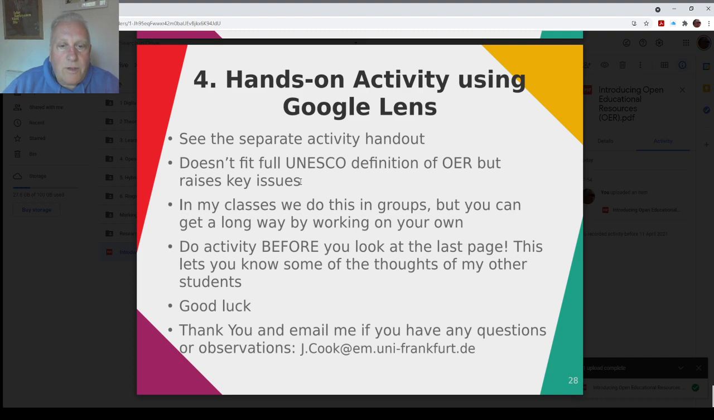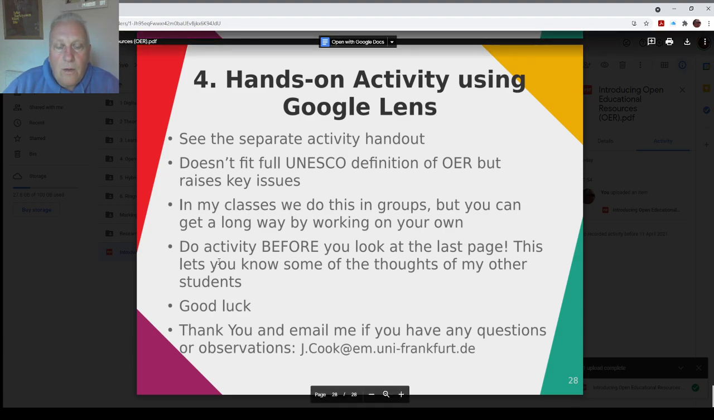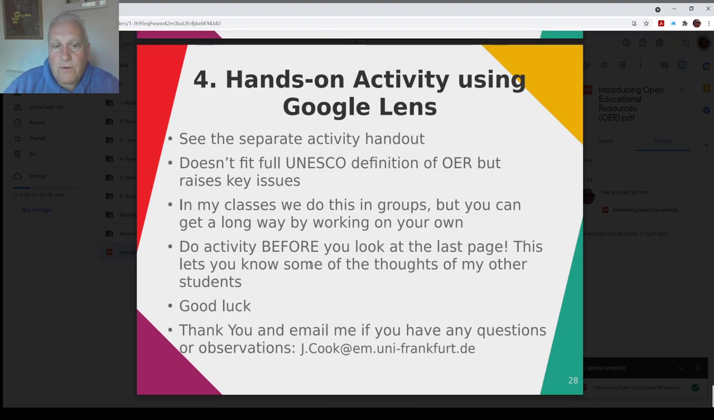But in my classes, what we usually do for the first year face to face, we do in groups, and then online when we did it last winter semester, we did it in groups using Zoom. So when you go to the activity handout, which is a separate handout, do the activity first before you look at the last 5 pages. The last 5 pages let you know what my students thought. So you can compare your notes.